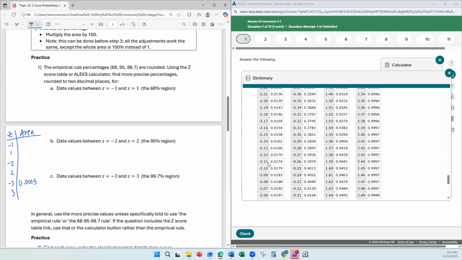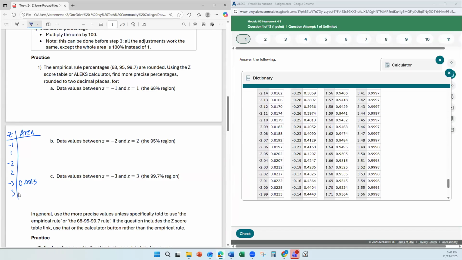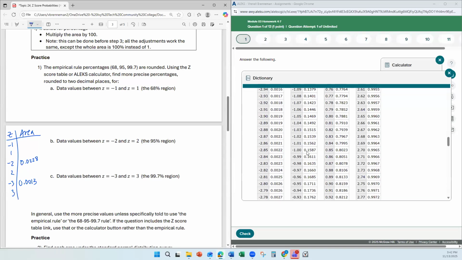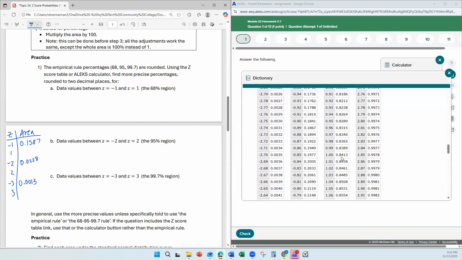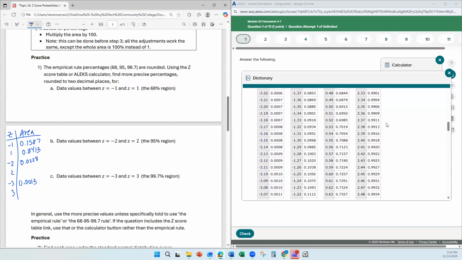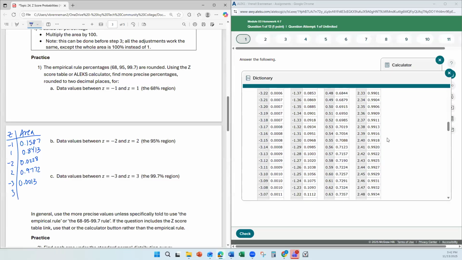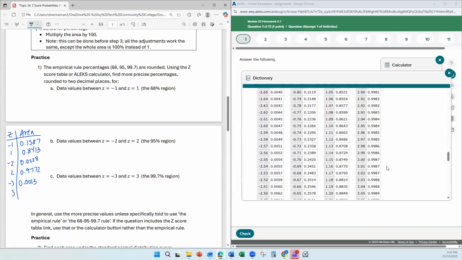And I keep going, -2.00 is 0.0228. And going back to the next column, -1.00 is 0.1587. Then +1 over here is 0.8413. +2, here, 2.00, is 0.9772. And +3, 3.00 is 0.9987.